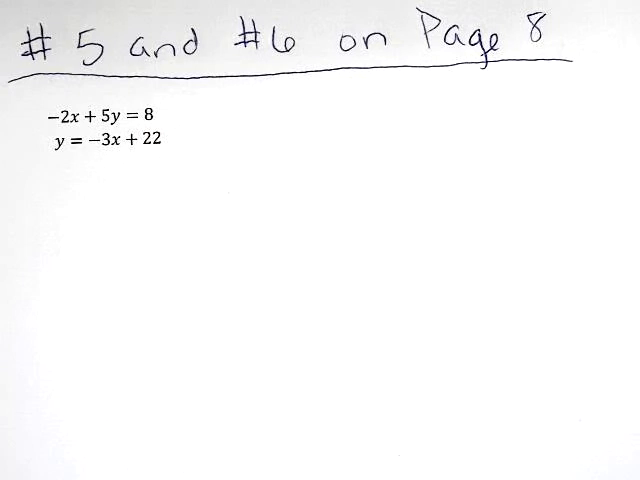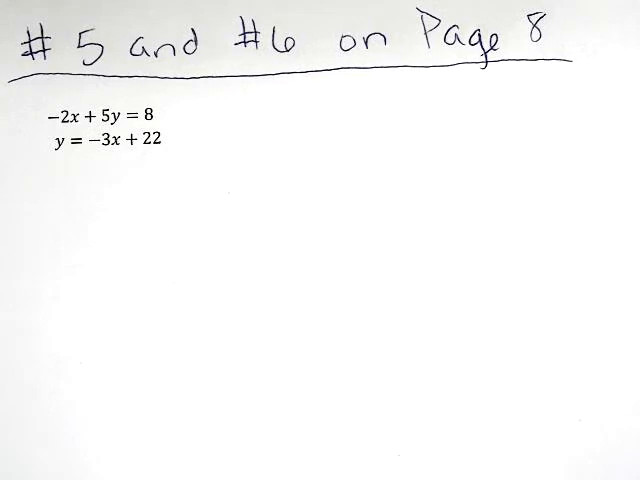Alright, this is a lesson on solving linear systems using substitution, and if you have your purple packet, this is actually numbers 5 and 6 on page 8. So I know we've done them already, but this is for you to go back and look through them again or try them again if you need to.